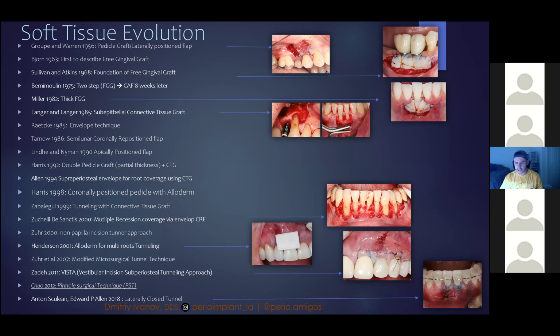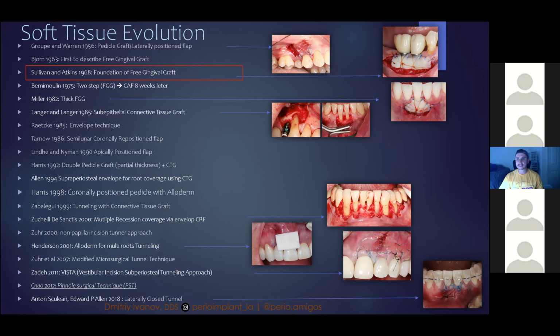Chao, which is the technique called Pinhole. I underline it because it's the only technique that has to be taught by paying for the course and signing an NDA agreement not to disclose everything, and you have to basically use the patented instruments only to practice it. So, kind of a very monopolized procedure. And the Scolian technique, the laterally closed tunnel, I'm going to share that technique with you today as well.